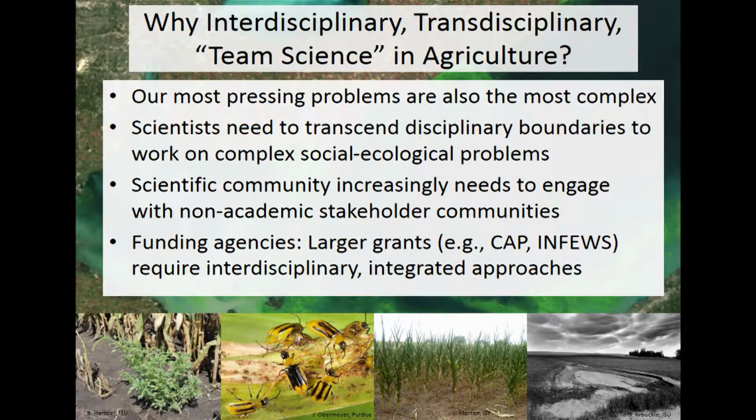And then, of course, funding agencies, the people who fund our research, are increasingly turning to these very large grants that require interdisciplinary integrated approaches. NSF and NIFA are putting together things like, as Robin mentioned, the INFEWS from NSF, and the Coordinated Agricultural Projects, which really require interdisciplinary approaches and generally ask for a social science component. So what can social science bring to these interdisciplinary and transdisciplinary research and extension projects?